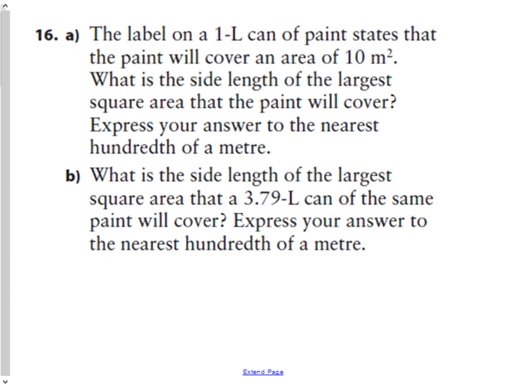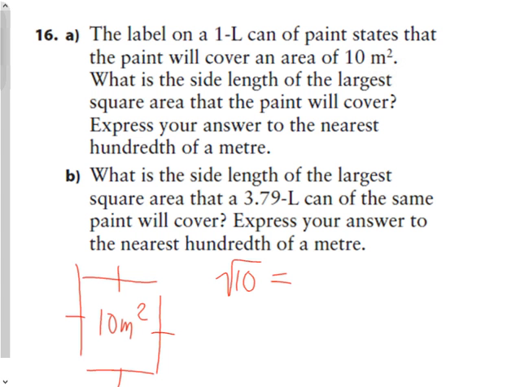Question 16, the label on a 1-liter can of paint states that the paint will cover an area of 10 meters squared. What is the side length of the largest square area that the paint will cover? So a 1-liter can will do 10 meters squared. What we're really looking for is the square root of 10, roughly, for the side length. The square root of 10 is going to be just a little bit more than the square root of 9. Since the square root of 9 is 3, the square root of 10 is probably approximately 3.1.